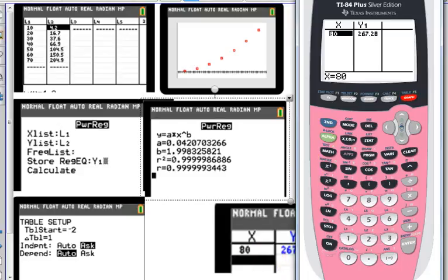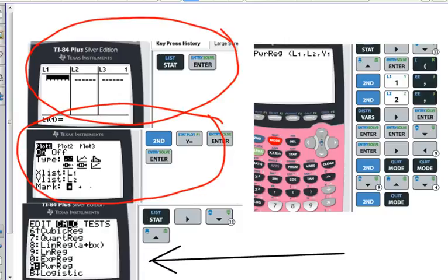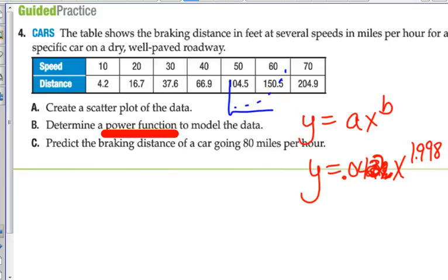Can you do one more thing for me? Can you go to the home screen? So quit. And put 80 into this equation and see how close you get. So go 0.042 times 80 to the 1.998.